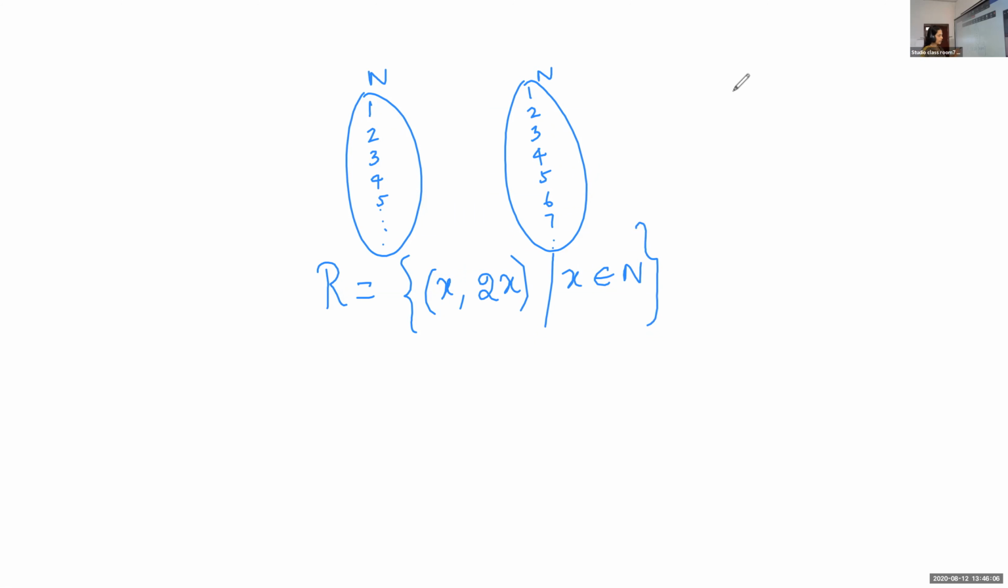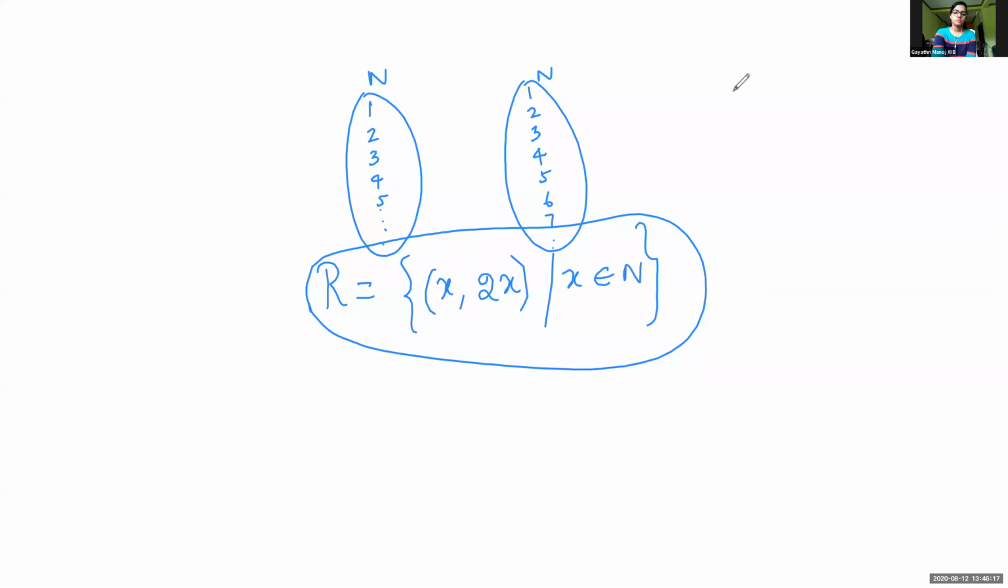Okay, so here I am defining the relation. I am circling this form. In which form is the relation represented here? Set builder form. It is represented in set builder form. Correct. Here the relation we are representing in set builder form.